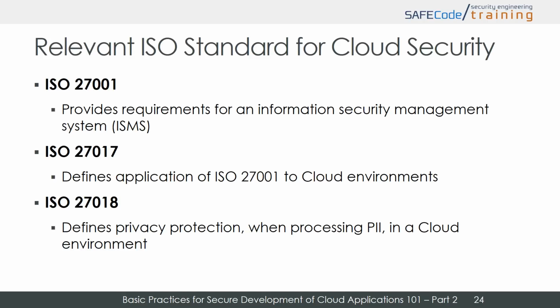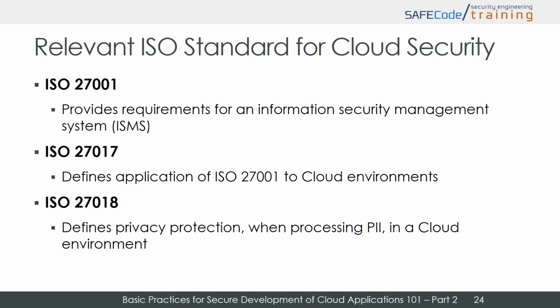An ISMS is a framework of policies and procedures that includes all legal, physical, and technical controls involved in an organization's information security risk management processes. Nevertheless, ISO 27001 defines a broad range of policies and technical controls and is hard to use for a cloud environment only. Therefore, at the end of 2015, ISO 27017 was released, which specifies the application of the ISO 27001 standard to cloud services. This means ISO 27017 suggests additional security controls for the cloud, where ISO 27002 does not adequately cover this area.